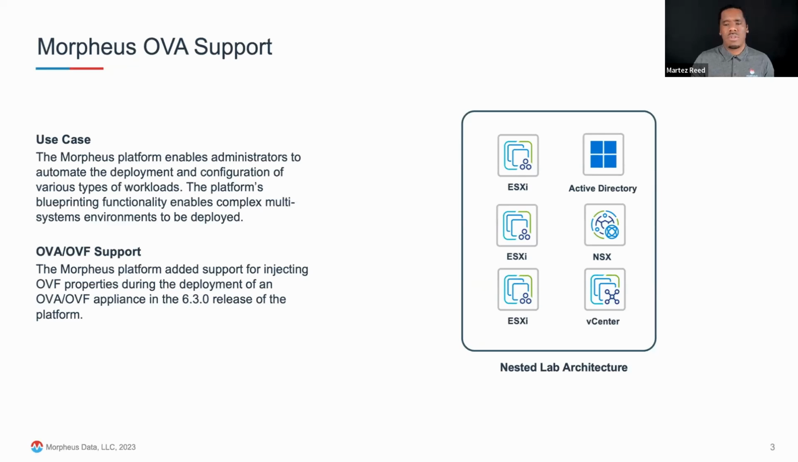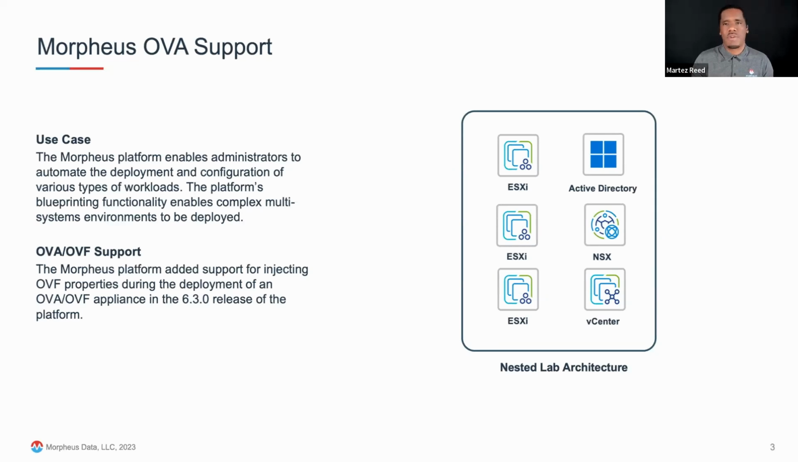When it comes to things like the NSX Manager or vCenter, those are packaged as OVA appliances. And so there's a need to leverage the OVF properties during deployment to automate that process as well and be able to stand up a full environment utilizing a Morpheus blueprint and then potentially expose that via a catalog item.